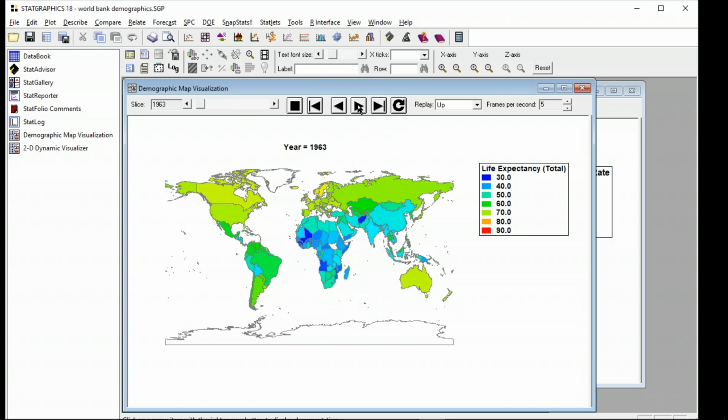Well, let's let the years evolve now, and you'll see changes in color. Pretty much everywhere you see the blues disappearing, you see the light greens moving toward dark oranges as life expectancy increases around the world. Another very interesting way to look at one important aspect of the demographics of the world.